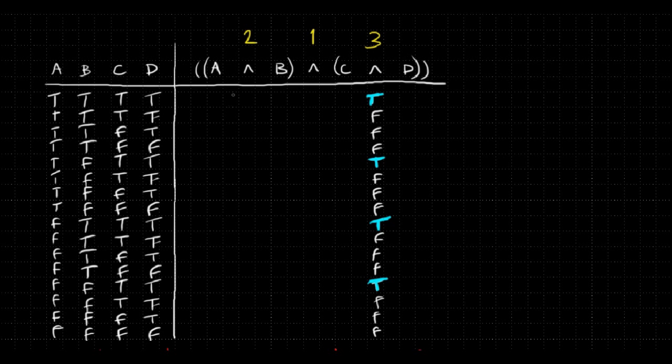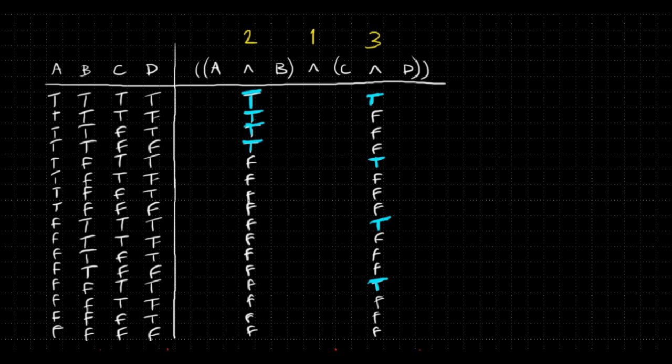Okay, so next we've got to do A and B, so we're just looking at these two columns here, so that's going to be true, true, true, true, false, false, false, false, all the rest are false. And again, I'm just going to highlight the ones that are true, just so we can see where they are.